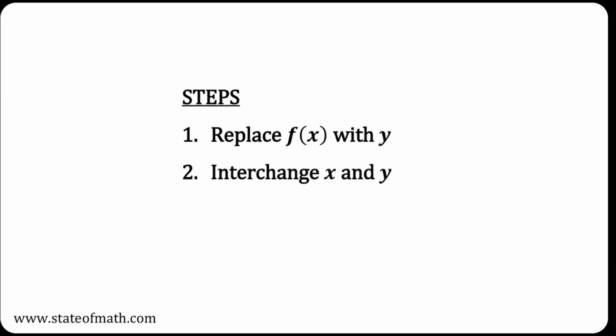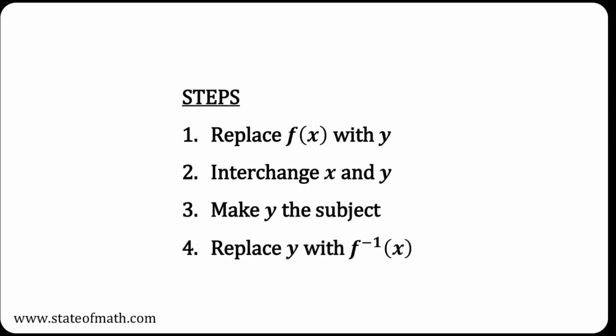The steps for finding the inverse of a function are as follows. Step number 1, replace f of x with y. Step number 2, interchange x and y. Step number 3, make y the subject. And step number 4, replace y with f to the minus 1 of x. This is the symbol for the inverse function.